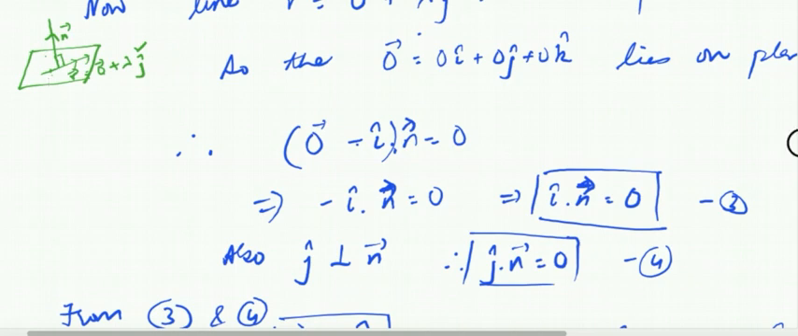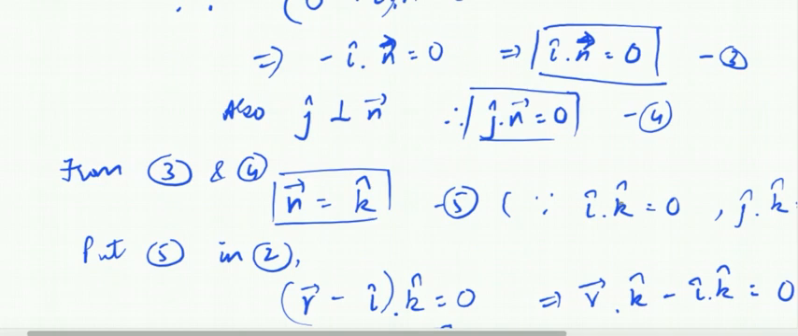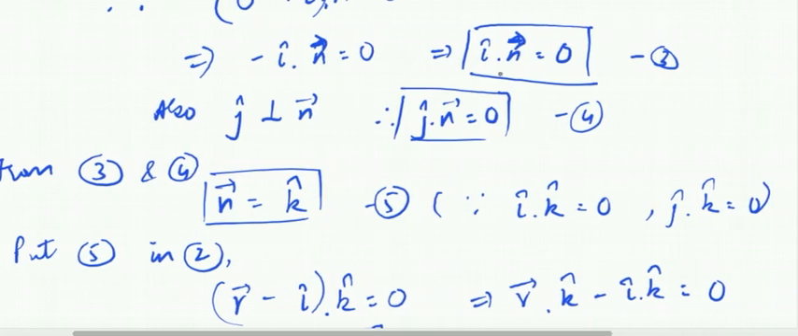By these two things, what do I get? From 3 and 4, you will get that n vector is equal to k cap. Why so? Because we know the dot product of i with k and j with k is 0. देखो i यूनिट वेक्टर का k के साथ प्रोडक्ट 0 होता है, यूनिट वेक्टर j का k वेक्टर के साथ डॉट प्रोडक्ट 0 होता है. So by that result I get my n vector should be k cap.